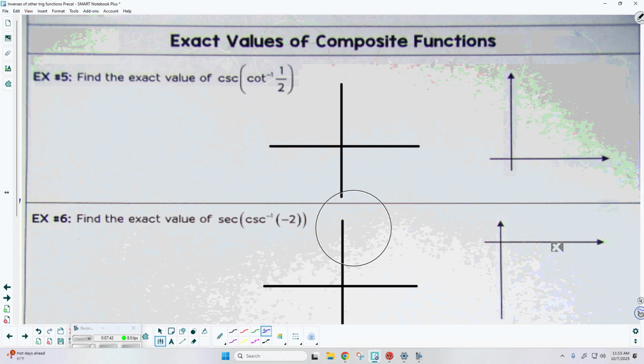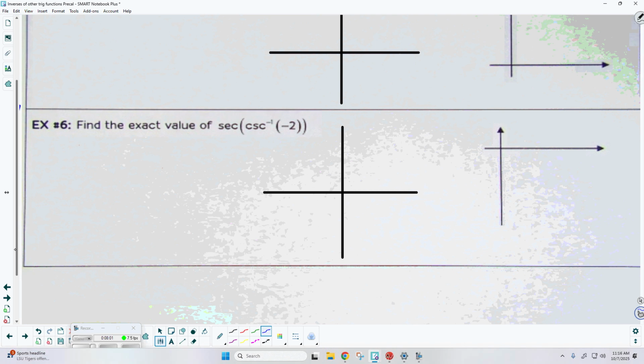Try number 6. Let me go ahead and get out the timer here. Okay, so 2 minutes. We're trying to evaluate secant of cosecant inverse of -2. Secant of cosecant inverse of -2. So only a few people have got this right today, so I'm expecting a whole lot of hands to get.